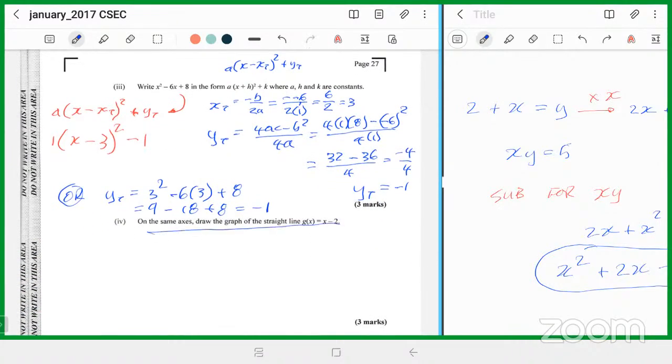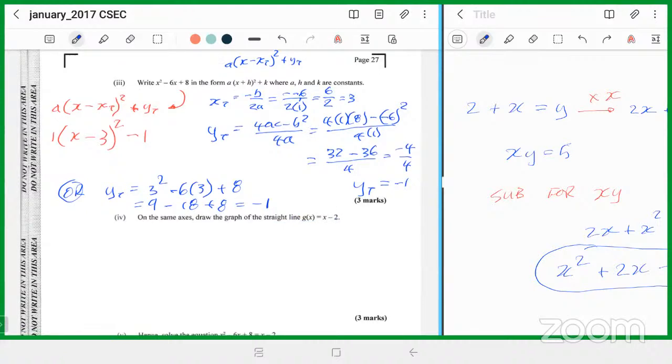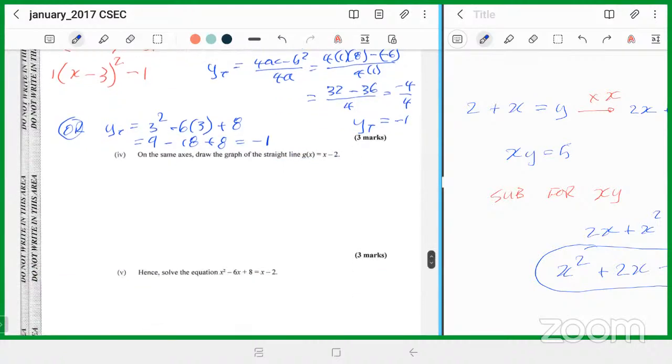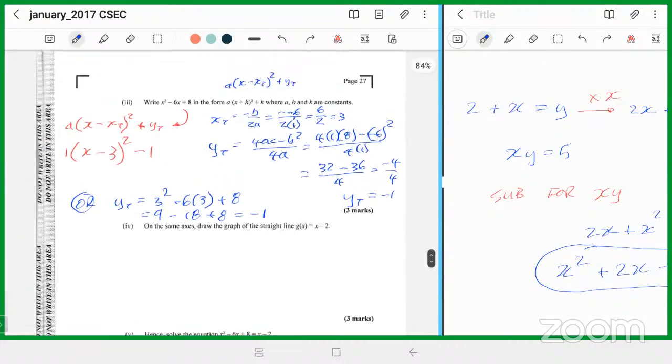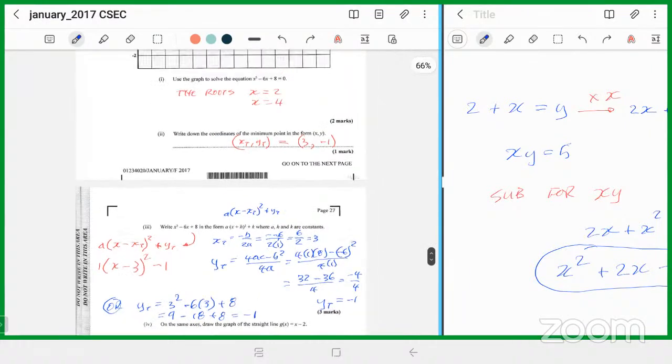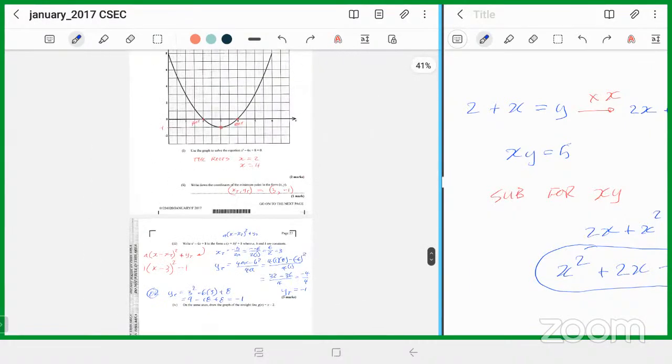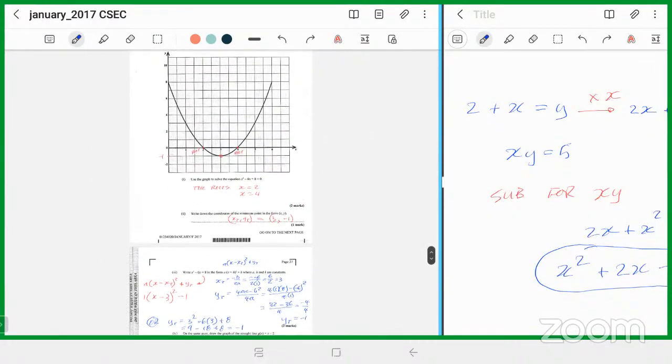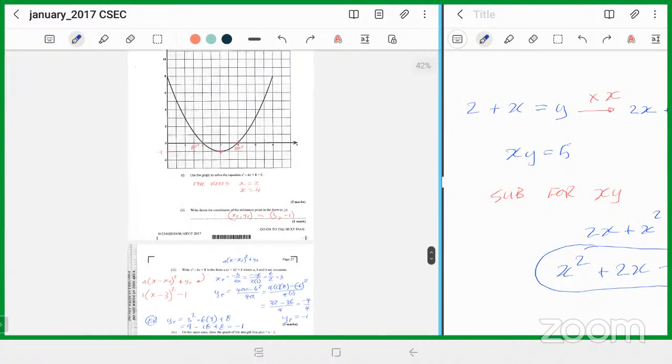It says draw the graph of the line. I'm not going to do that part until we do coordinate geometry. So we'll do that some other time. And then I wanted to solve that. So we'll do that part some other time. We'll do the topic of coordinate geometry. But does everybody understand what I was saying with this question? See where I'm going? So you have the information already from the graph, so you don't have to calculate it again.